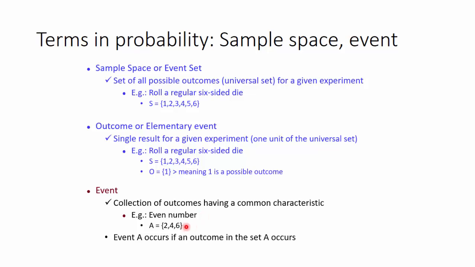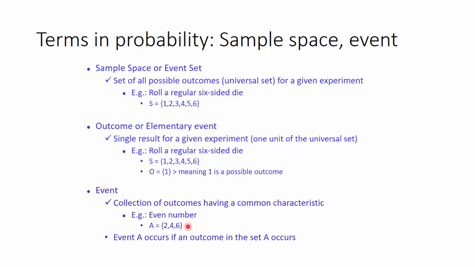So here we define the event A as getting an even number, which has 2, 4, and 6. The set has three elementary events. These are the simple terms that are normally used with probability theory. We would like to understand them a little more.